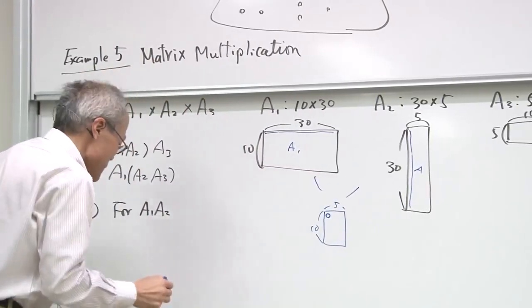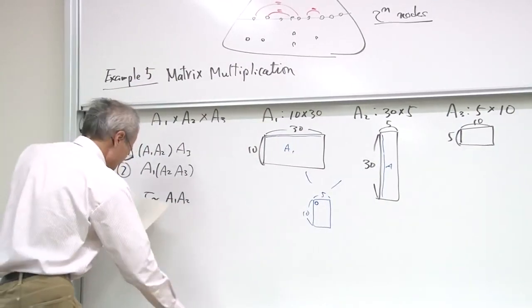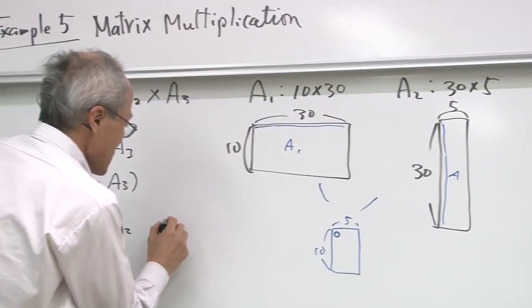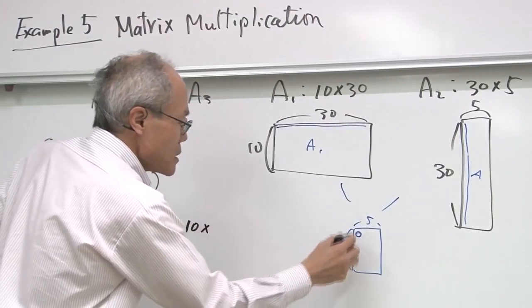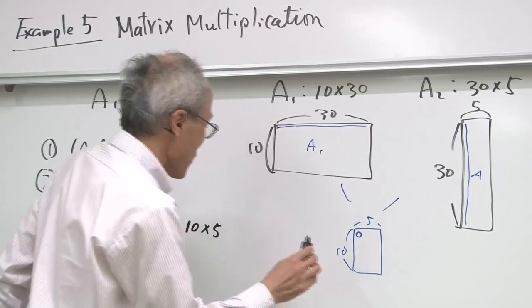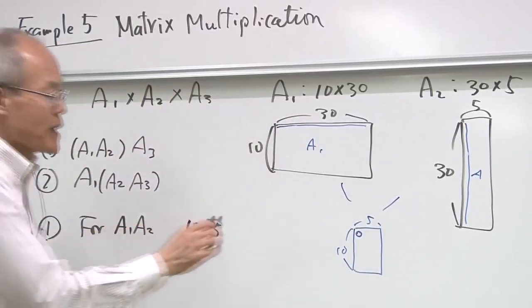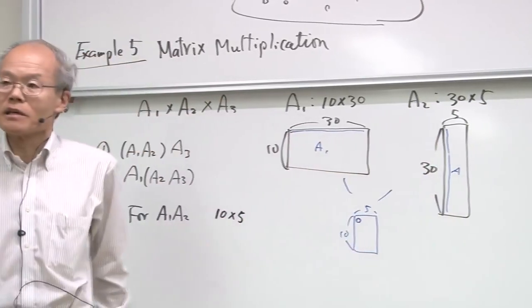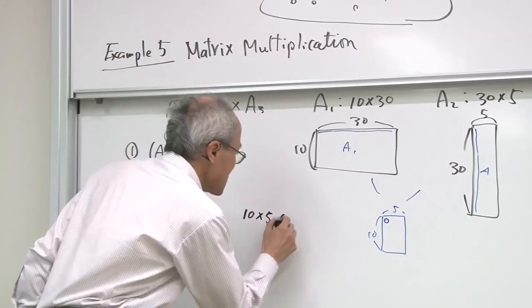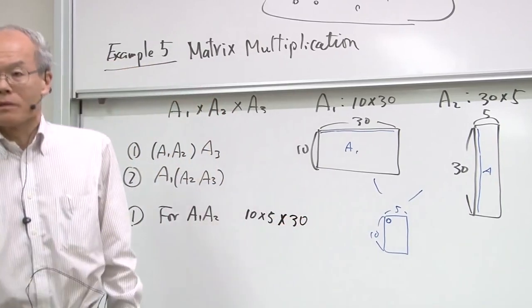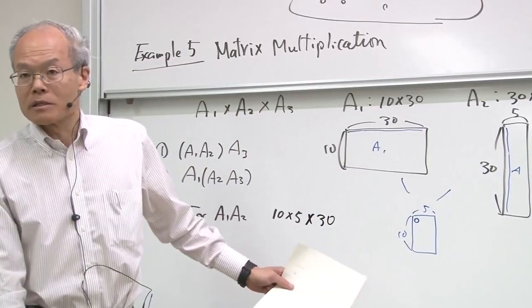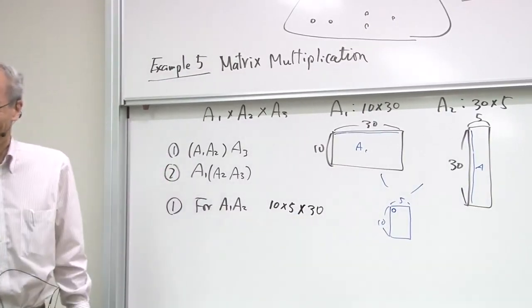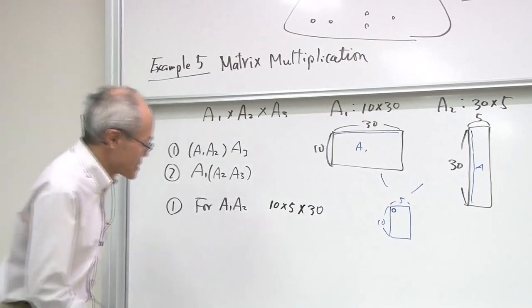So the amount of work is as follows. We have 10 times 5 numbers, and to get each number we need 30 multiplications. So this is the amount of work, the number of arithmetic computations, roughly speaking.